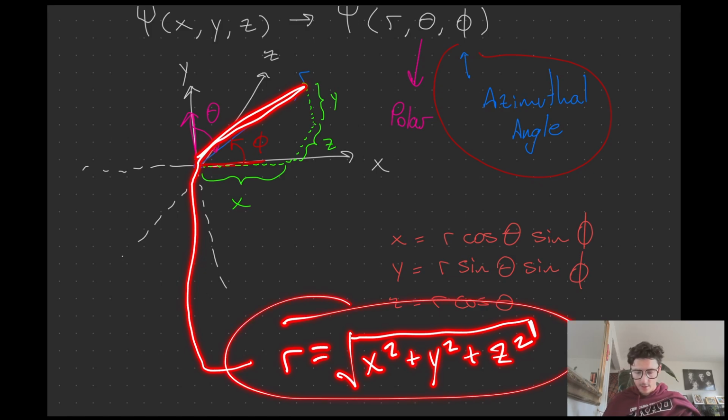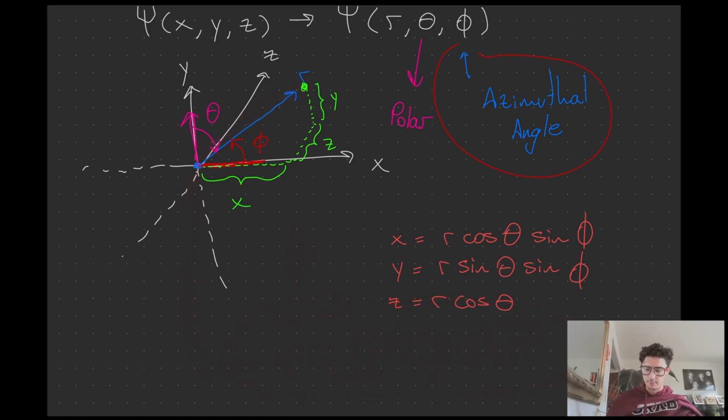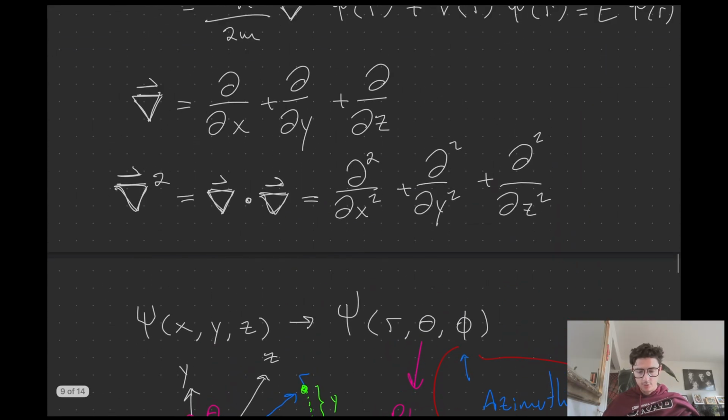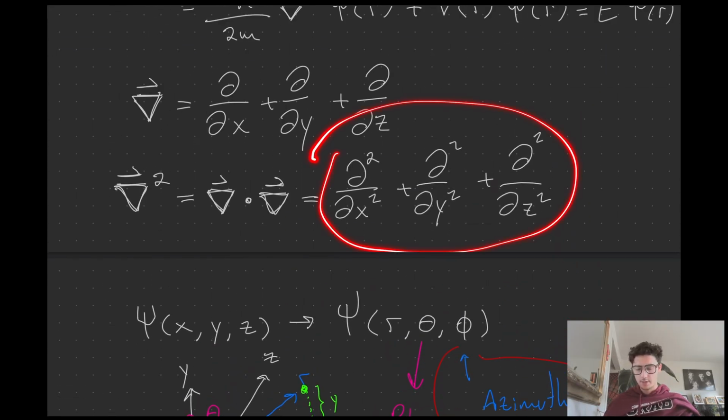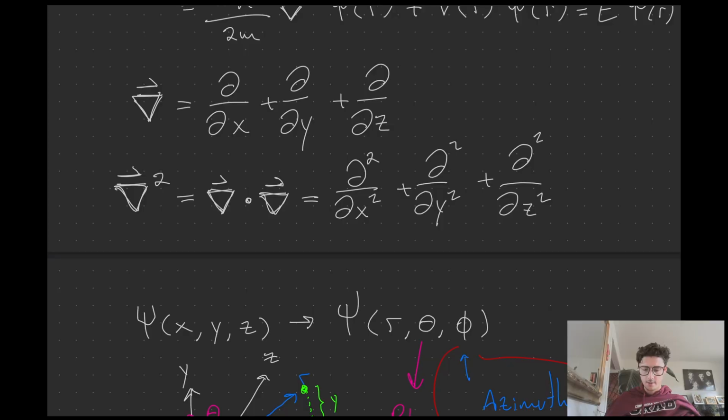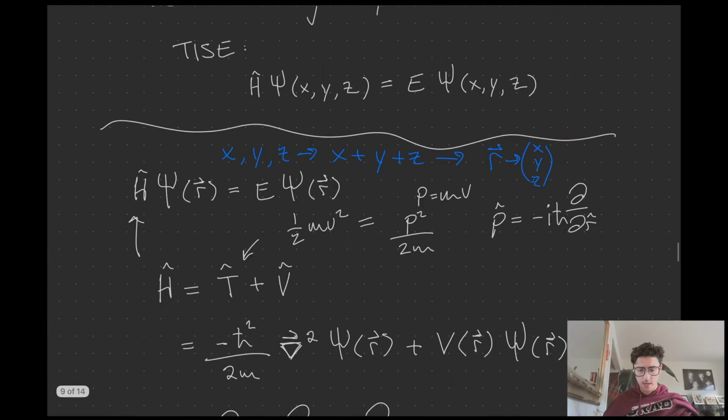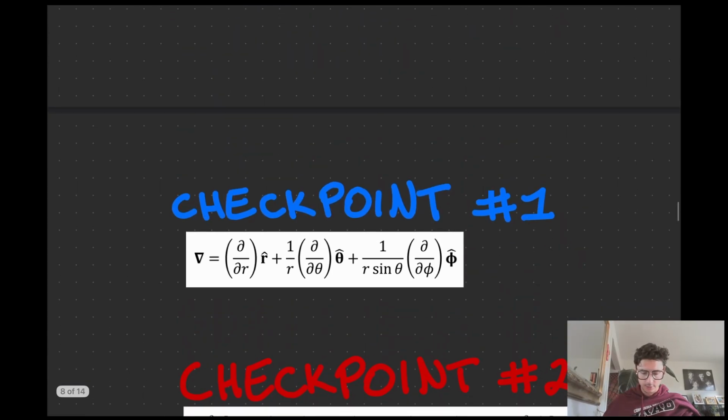So this is another way of writing it. Then you can find an equation for theta and phi. It doesn't matter. But if you have these, then you can convert this entire thing into spherical coordinates. And this is actually where our first checkpoint leads us to.